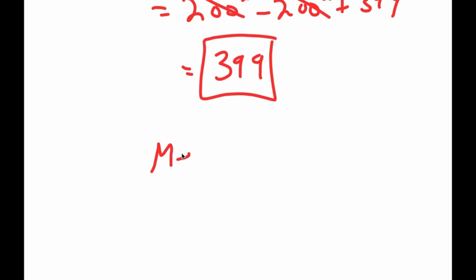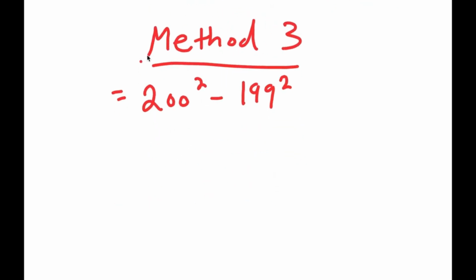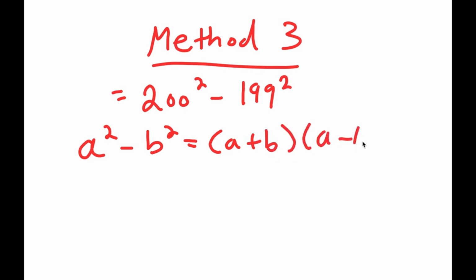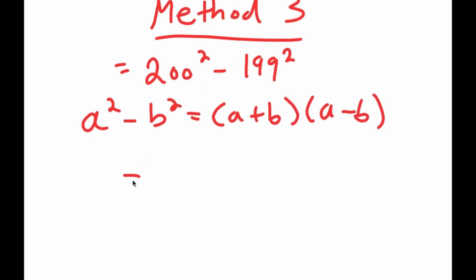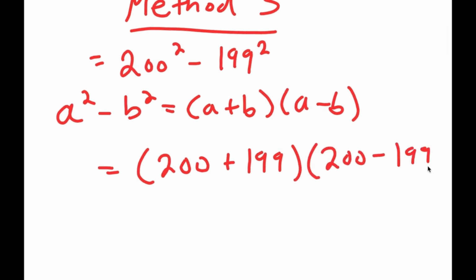Now, finally, for my third and final method, I have 200 squared minus 199 squared. And this time, I'm not going to change these two. I'm just going to directly use the algebraic property that states that a squared minus b squared is equal to a plus b times a minus b. So this turns into 200 plus 199 times 200 minus 199.